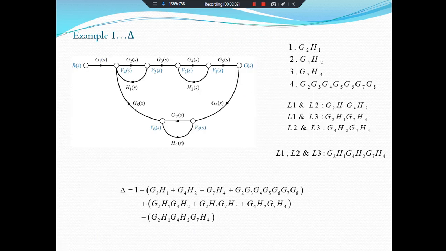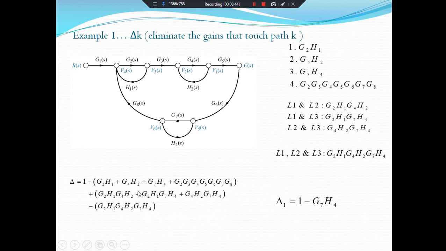Okay. What is the delta? As we know, delta is 1 minus the summation of loop gains. These are the four loops. We have written the loop gains, then plus the summation of loop gains taken 2 at a time. These are the loop gains taken 2 at a time, minus the summation of loop gains taken 3 at a time. So we have done this, and then plus loop gains taken 4 at a time. There are no such 4 loops in this example which can be taken at a time. So this will be delta.